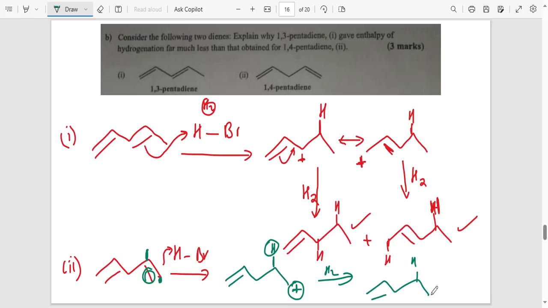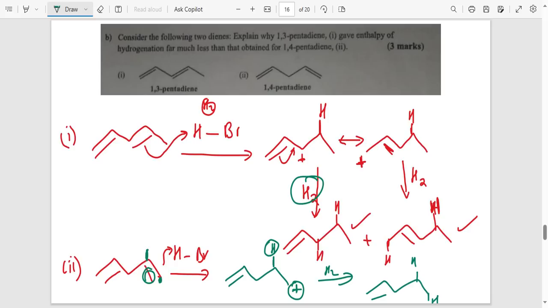We have attached a hydrogen here, we also attach a hydrogen here. So now we can explain why the enthalpy of hydrogenation, we are adding the same hydrogen, but for one compound, it is much more stable than the other compound. What would be the reason for that?